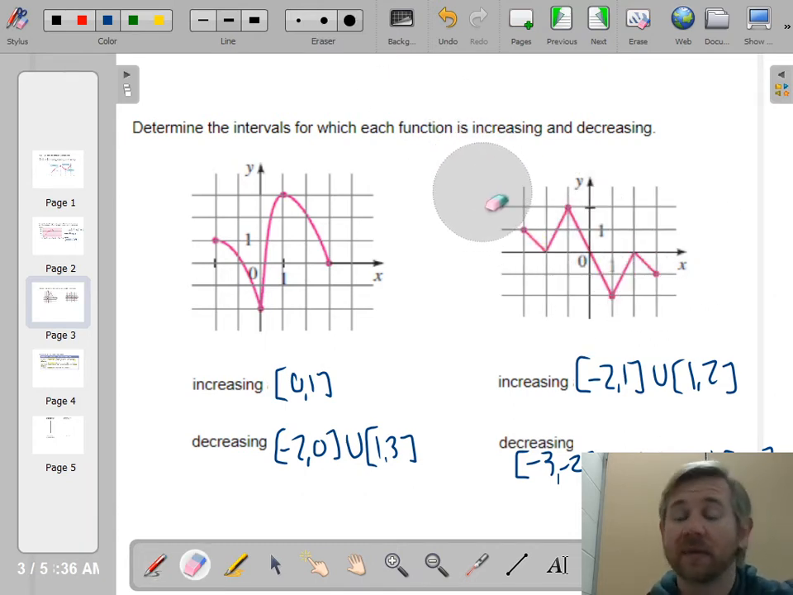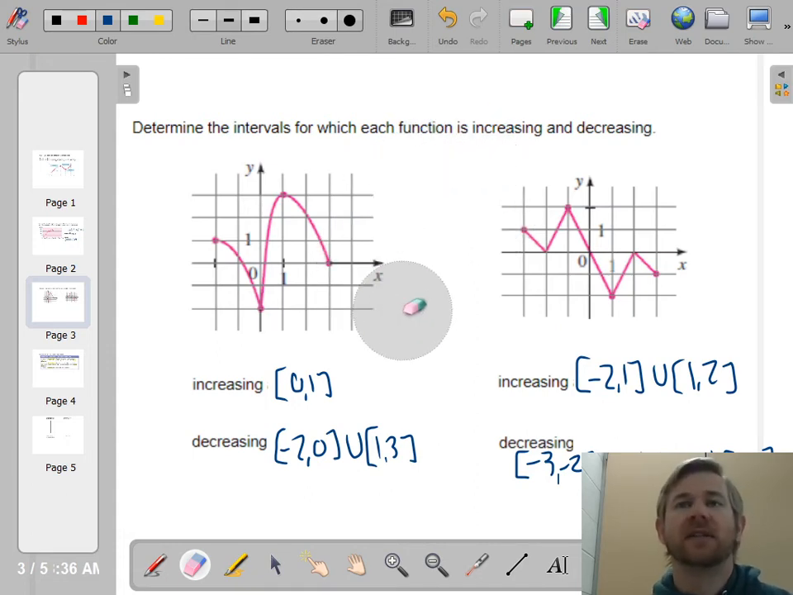You just say, where is it going up? Those are the increasing intervals. Where is it going down? Those are the decreasing intervals. So nothing too fancy.